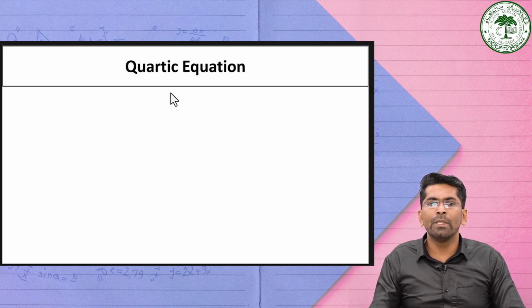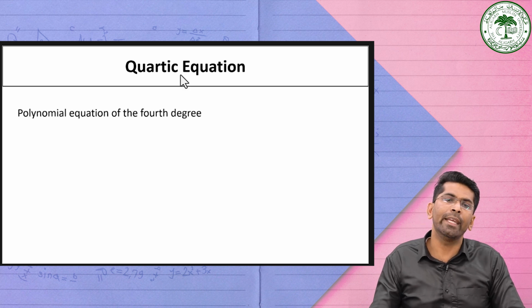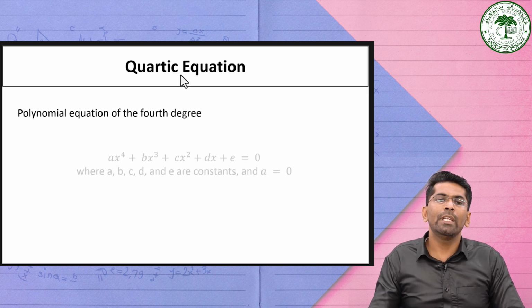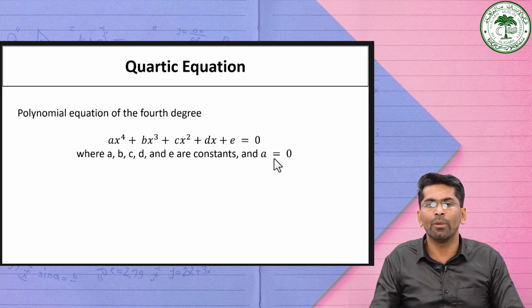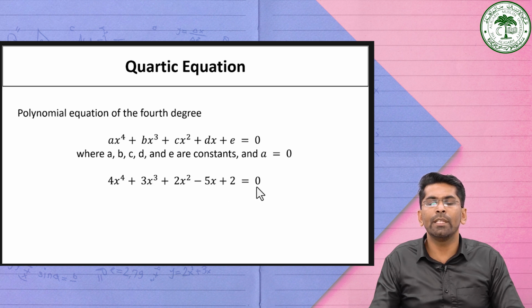Consider another type of equation which is known as a quartic equation. See, it is a polynomial equation of fourth degree. That means the highest power of the unknown variable is 4. So the general form of a quartic equation is ax raised to the power 4 plus bx cube plus cx square plus dx plus e is equal to 0, where a, b, c, d are constants and a is not equal to 0. Here it is written as equal to 0, but a is not equal to 0. So for example, it is 4x raised to the power 4 plus 3x cube plus 2x square minus 5x plus 2 is equal to 0.